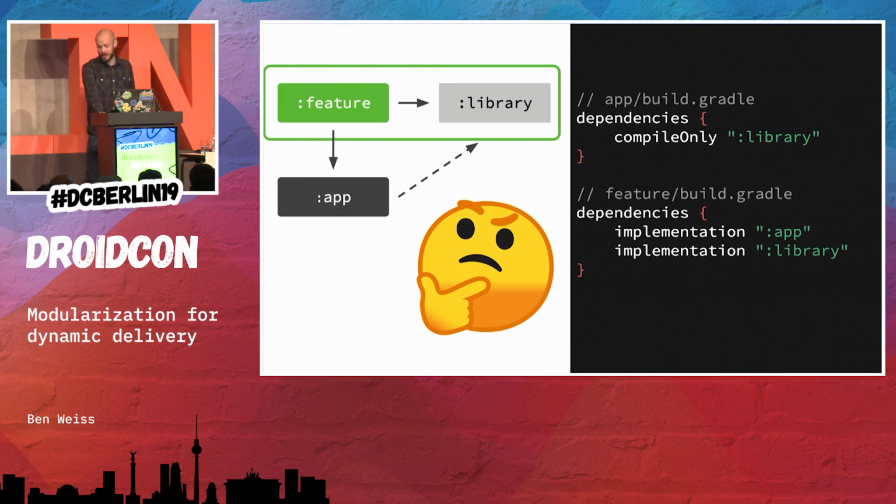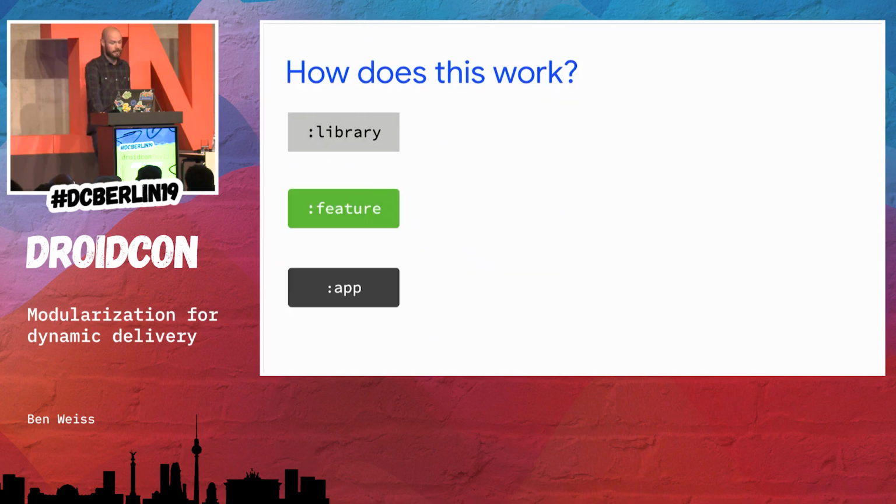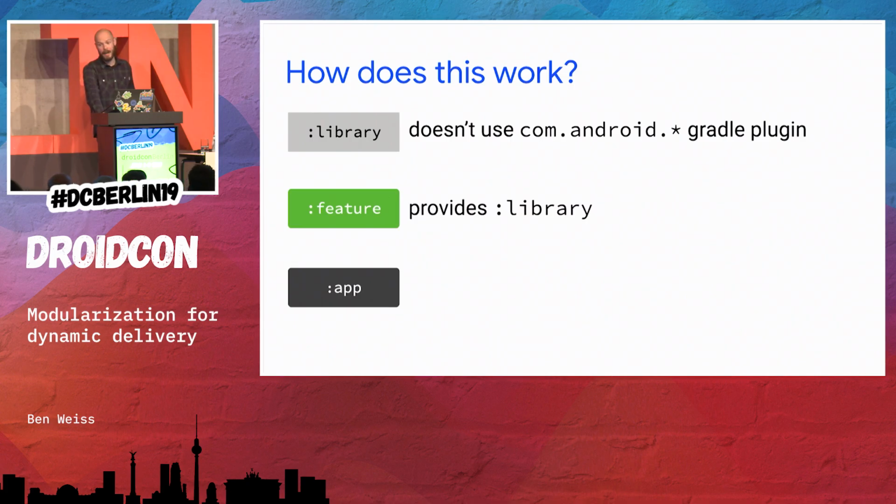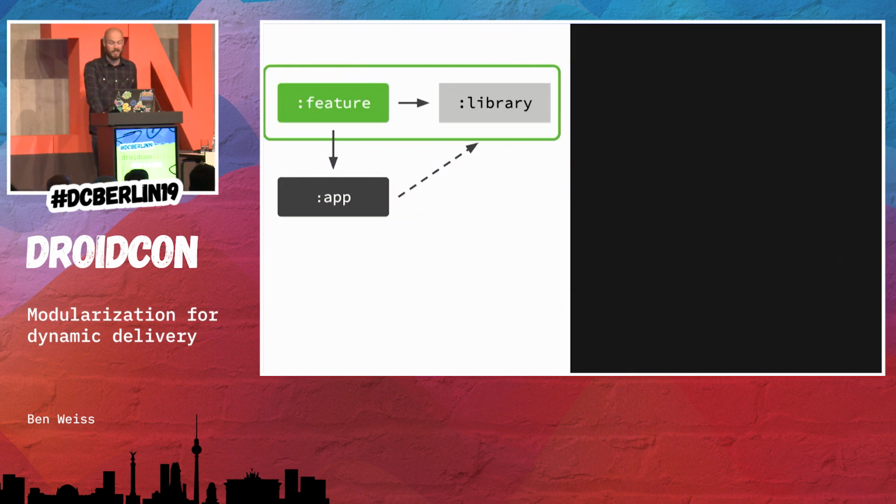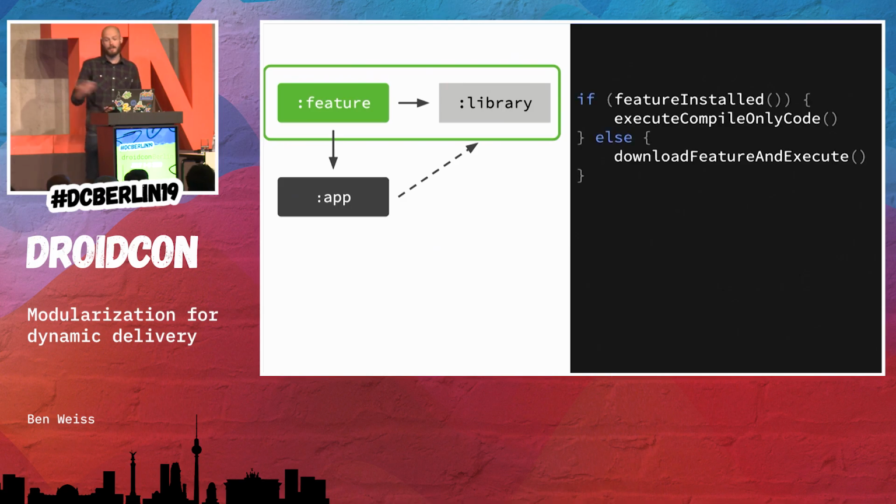So how does it work? Just a little bit more clarifying this. The library doesn't use any of the com.android Gradle plugin. The feature provides a library and packages it with itself, so all the code is in there, all the resources are in there, and the app checks for code availability. And that is just a simple gate. So you literally check, is the feature installed, can I access the code? Yep, then execute that code. If not, then first download, then execute.